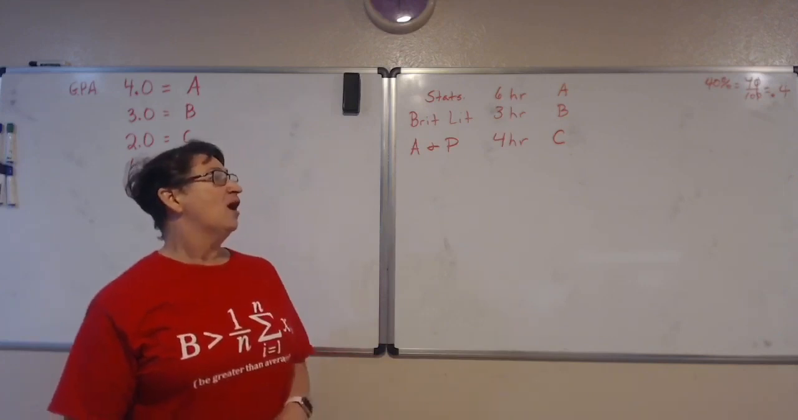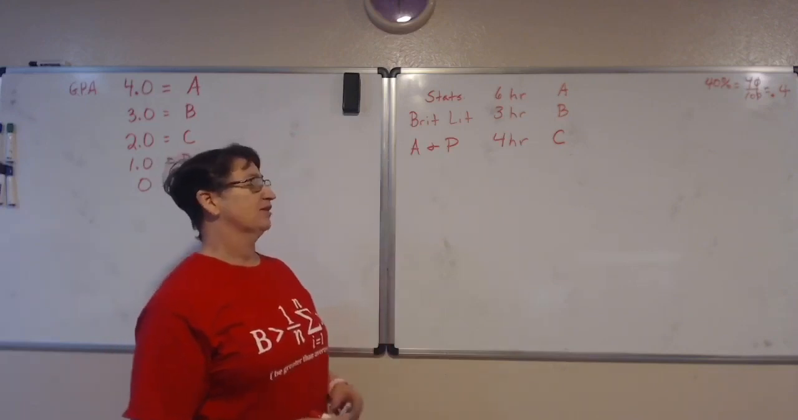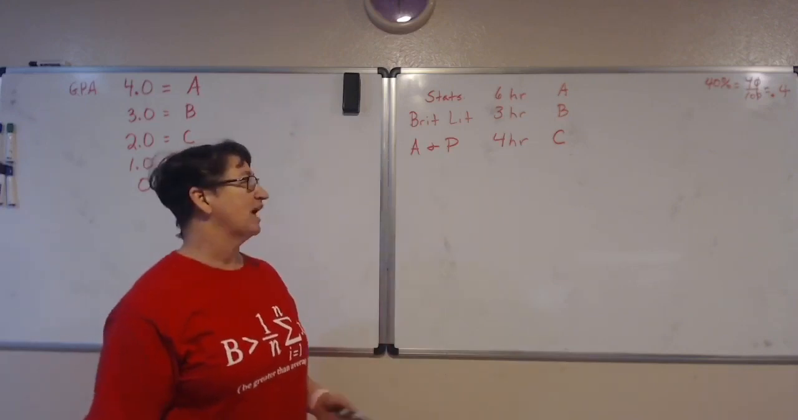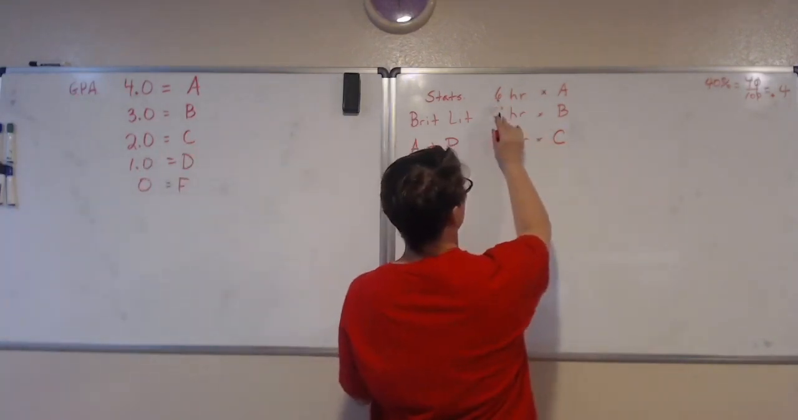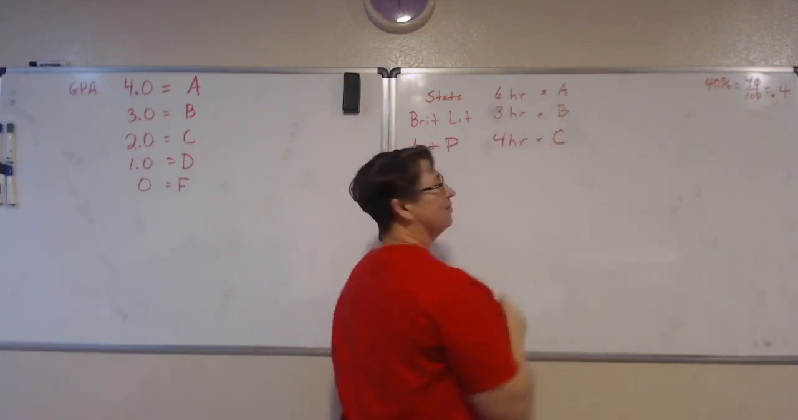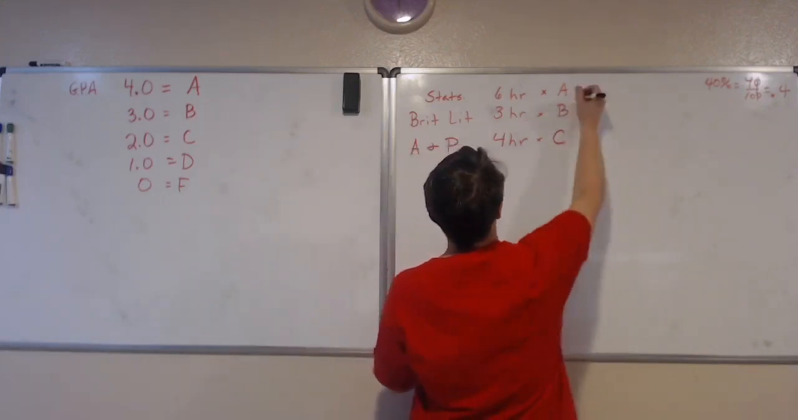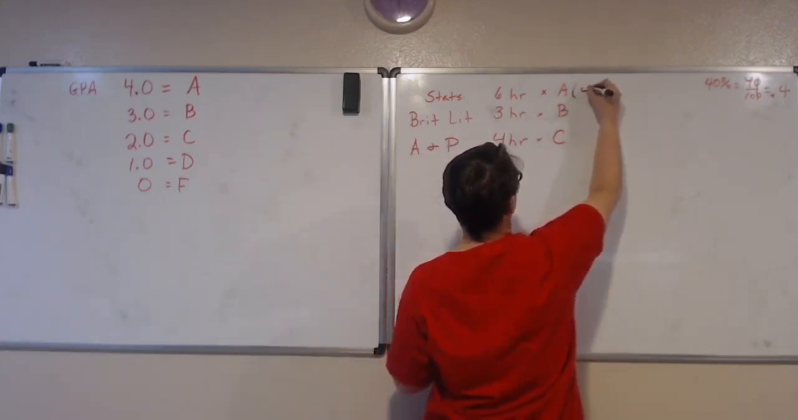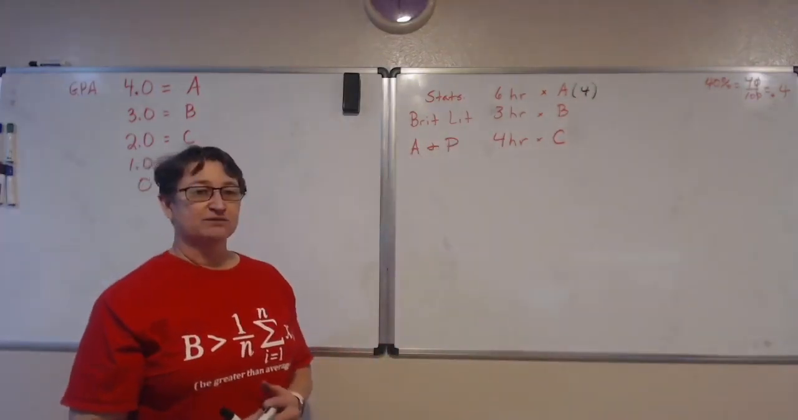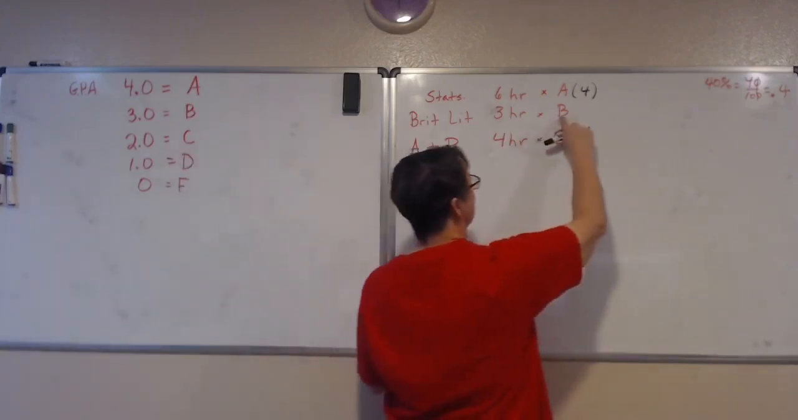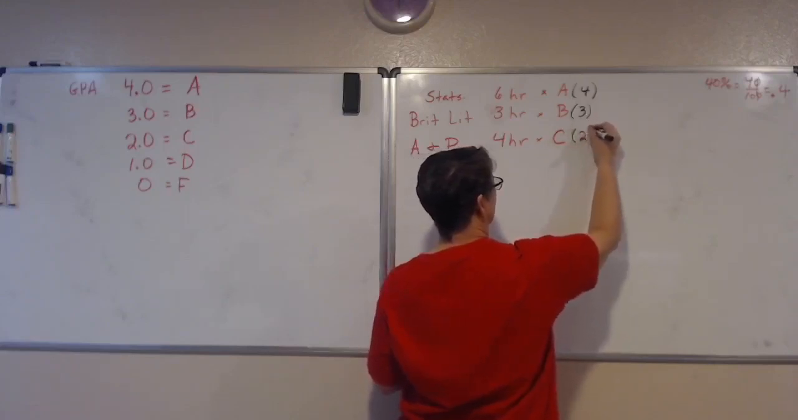All right, so let's find out our GPA at the end of the semester. If that's what our grades look like and the number of hours we're taking, then we can find out our GPA. Here we're just going to take the number of hours times the points. So that A is worth how many points? That's 4 points. Every time I see an A, I'm thinking 4 points. And then the B is 3 points, and the C is 2 points.